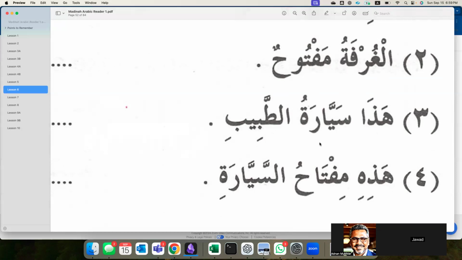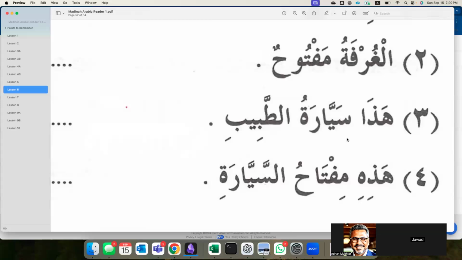هذا سيارة الطبيب. Why? So in the mudaf ilayh, when you say of, translate the sentence in English. Go ahead. This is doctor's car. This is the doctor's car. What are you talking about? The doctor? Or are you talking about the car? Car is feminine. Yes. هذه سيارة الطبيب.